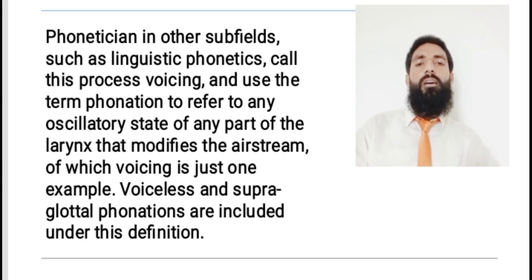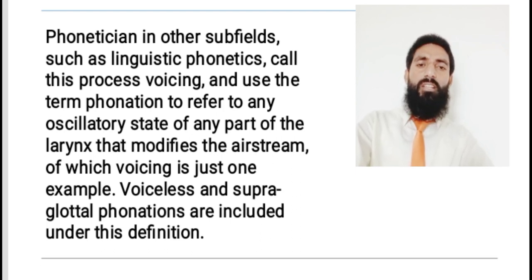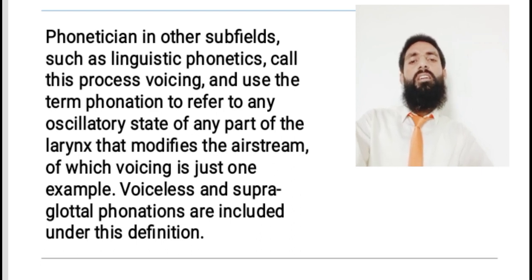Phoneticians in other subfields, such as linguistics, phonetics. Linguistics is basically the scientific study of language, and those people who scientifically study language are called linguists. So, in linguistic phonetics, we call the process voicing. Phonation can also be termed as voicing, and we use the term phonation to refer to any oscillatory state of any part of the larynx that modifies the air stream, of which voicing is just one example.